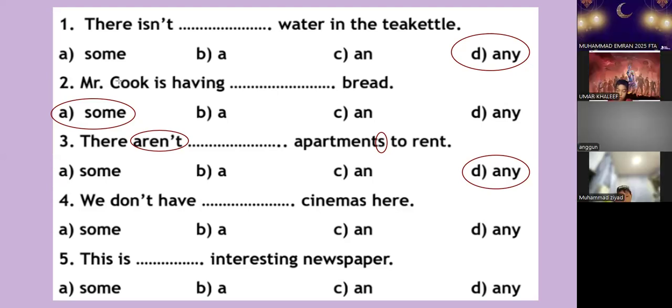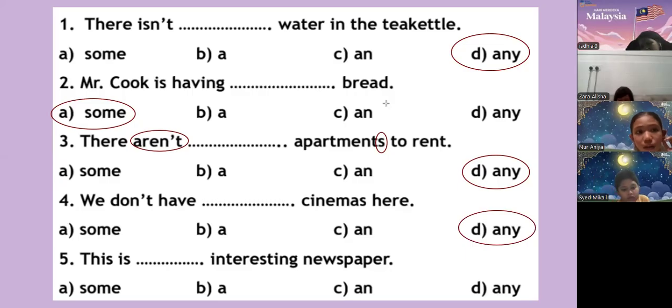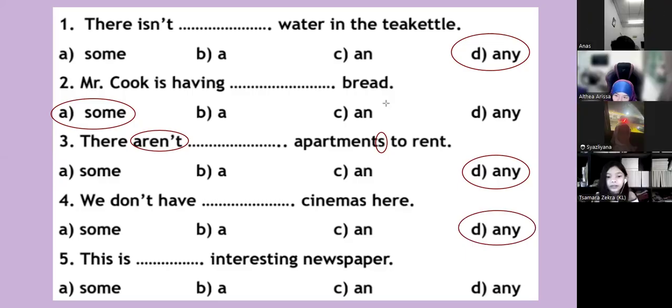Siapa lagi tak dengar? Number 4. Nur Ania, number 4. We don't have any cinemas here. Very good, Ania. We don't have any cinemas here because don't adalah negative. Next one, Altia Arisa, number 5.